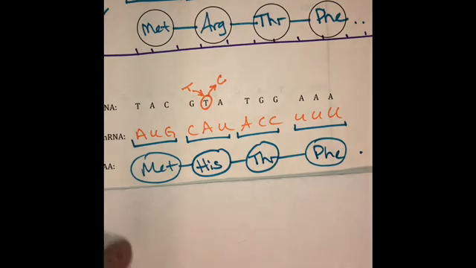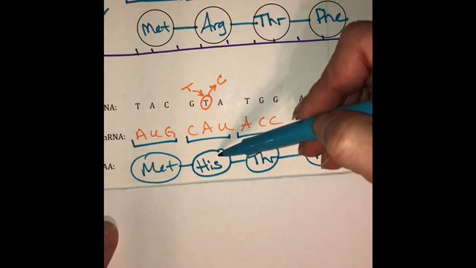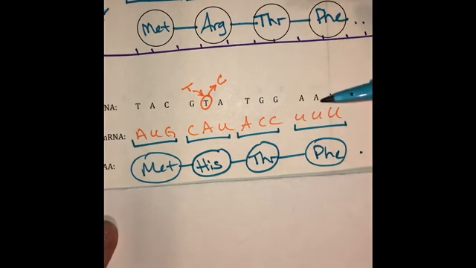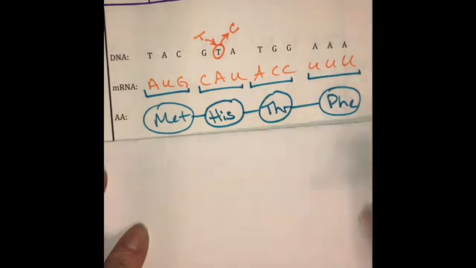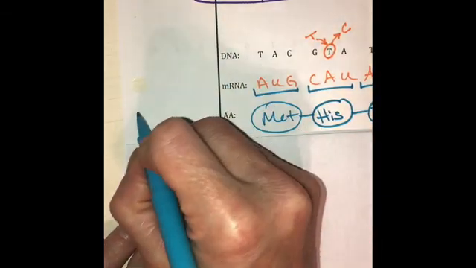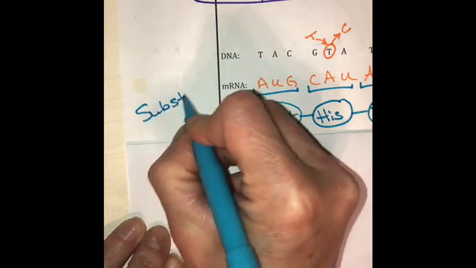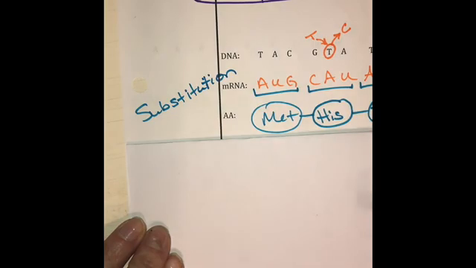So we do see from our substitution that we did get a different base. So that's precisely what we call this type of mutation. It is called a substitution. And I think that name makes a lot of sense.